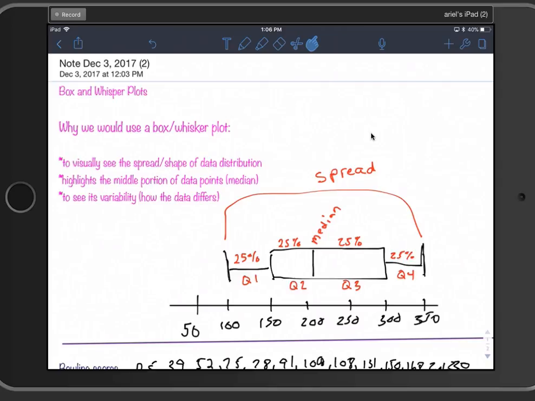So I pretty much wanted to go over labeling. If we have a number chart right here that had different scores, you would have a box and whisker plot. So this, of course, is the box, and these are the little whiskers.